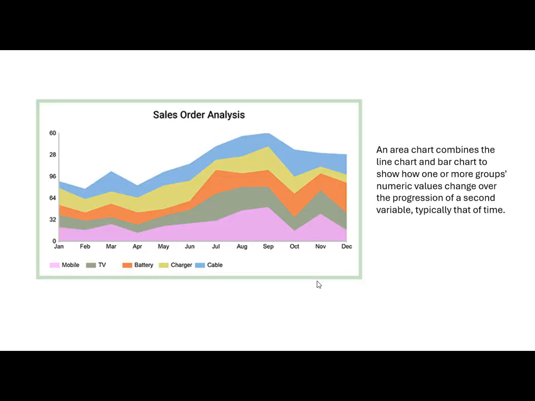Area chart. This area chart combines, according to this definition, the line chart and the bar chart to show how one or more groups of numeric values change over the progression of a second variable, typically time. Therefore, you can find this is a company that produces mobile, TVs, batteries, chargers, and cables, and shows the sales order analysis. And the area chart shows us how the sales fluctuate along the x-axis, which is the time increment in months.